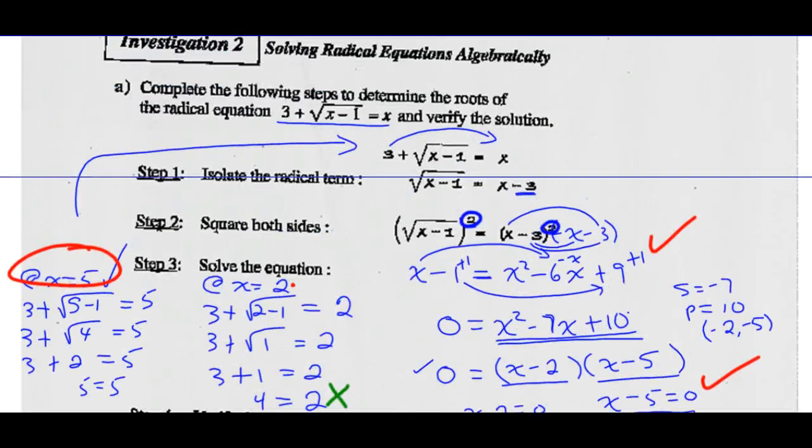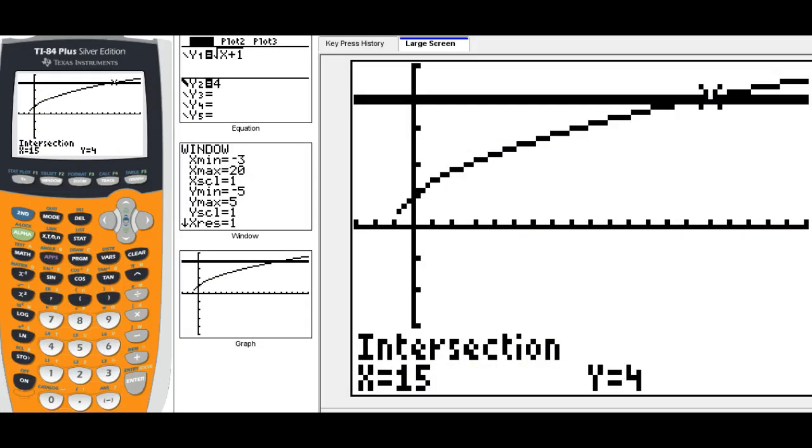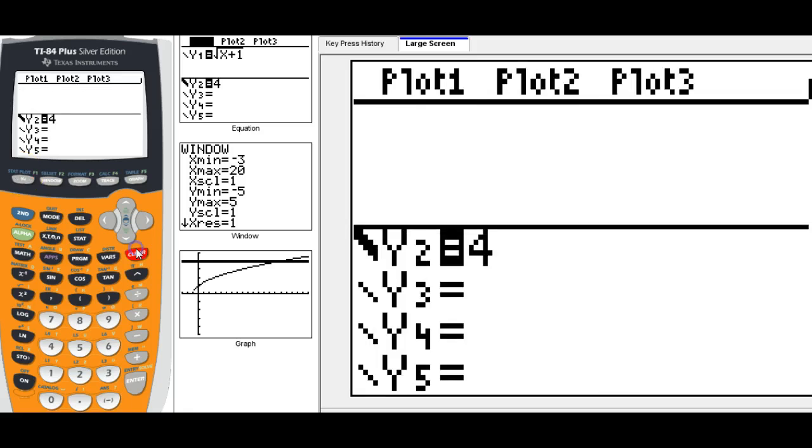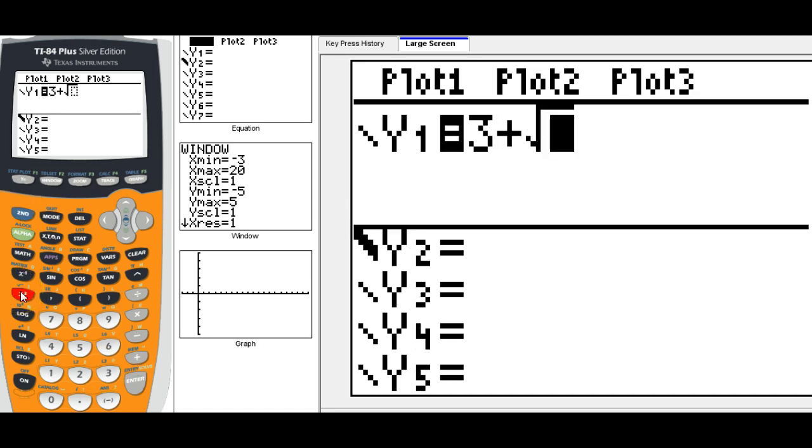So let's quickly solve this equation graphically. If I want to solve it graphically, I will let y1 equal 3 plus the square root of x minus 1. And I'm going to let y2 equal x. So let's do that. Go back to our y equals screen, clear these two equations. In y1, we're going to type the left side, 3 plus the square root of x minus 1. Sorry, it's x minus 1.